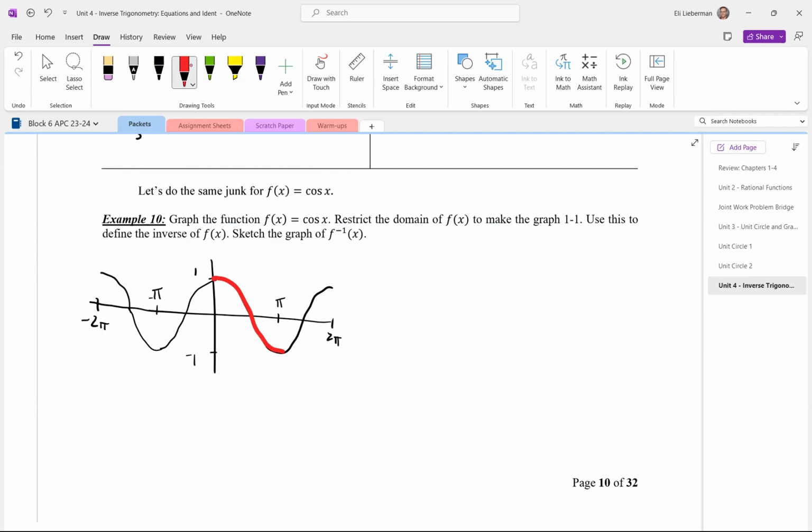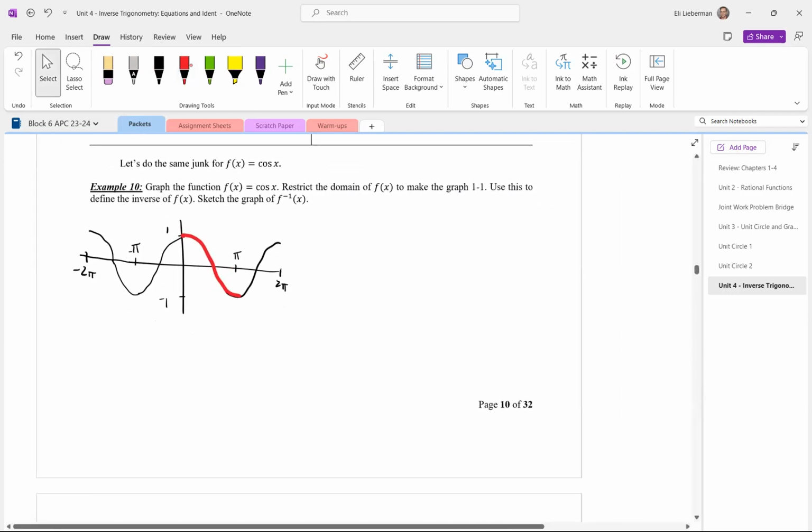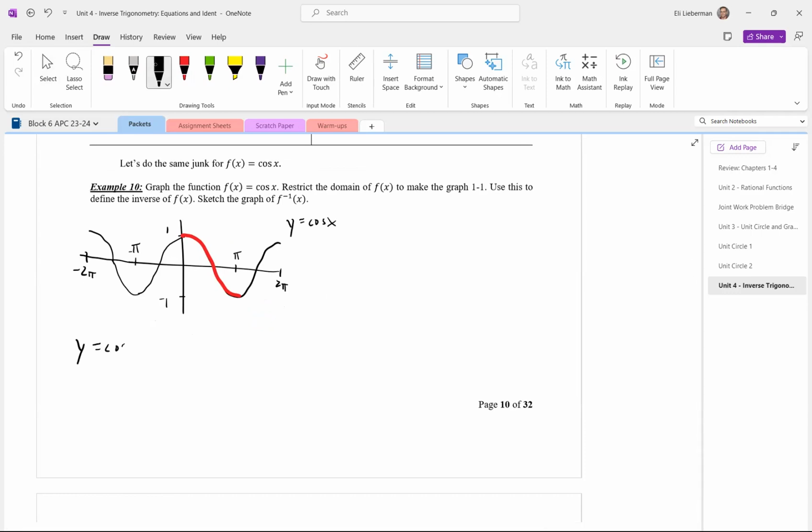So let's graph it. Could you go ahead and graph cosine inverse? Maybe start with 3 points.